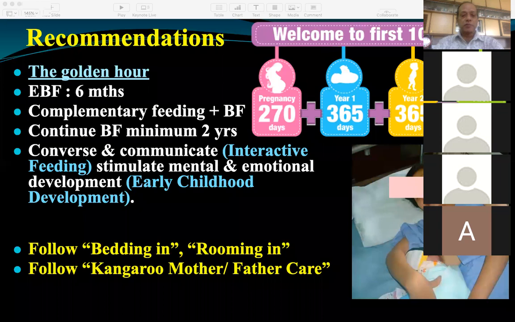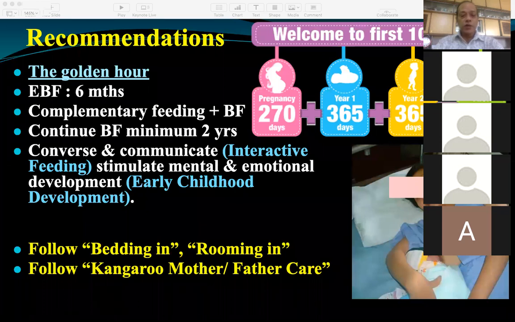The other words which you will come across many times while discussing nutrition are bedding in and rooming in. Bedding in means mother and child on the same bed. Rooming in means the mother and baby in the same room. There are different advantages of all this. We can go through the books or we can discuss separately.